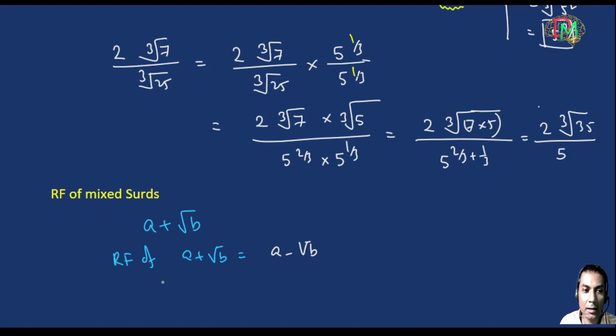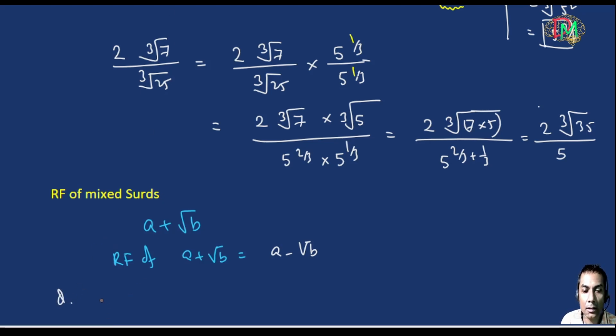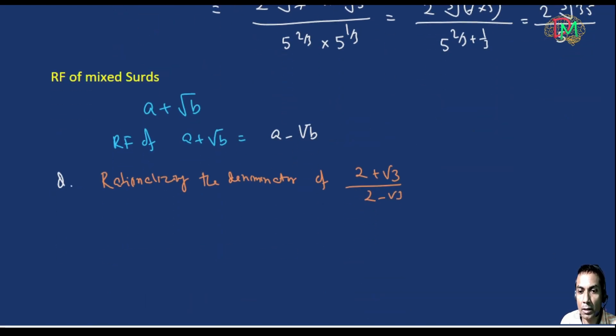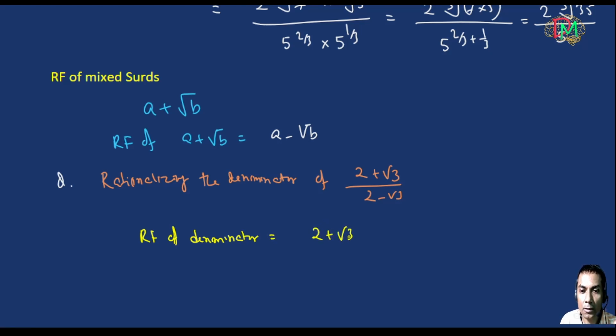Now how can we rationalize this kind of mixed surd denominator? Let's take one example. Rationalizing the denominator of 2 plus root 3 over 2 minus root 3. How can you do that? We have to find out the RF of the denominator. So what is the RF of the denominator? It is the conjugate, or the RF, 2 plus root 3.